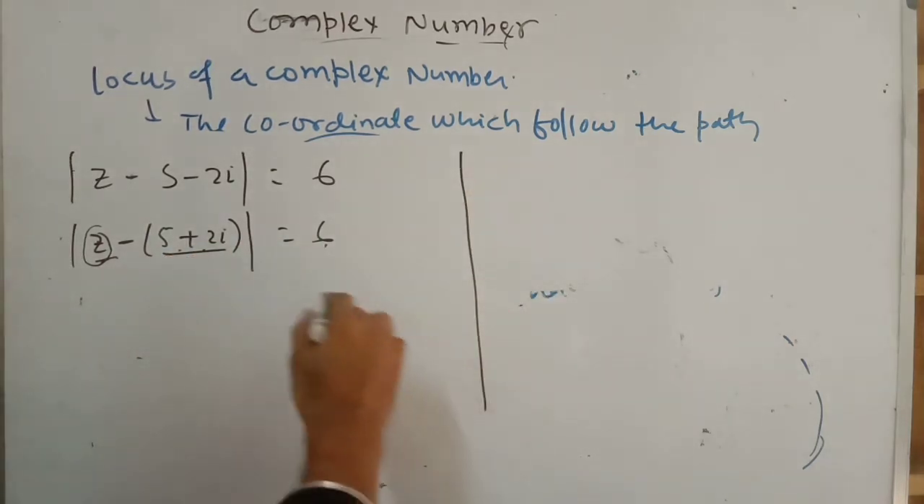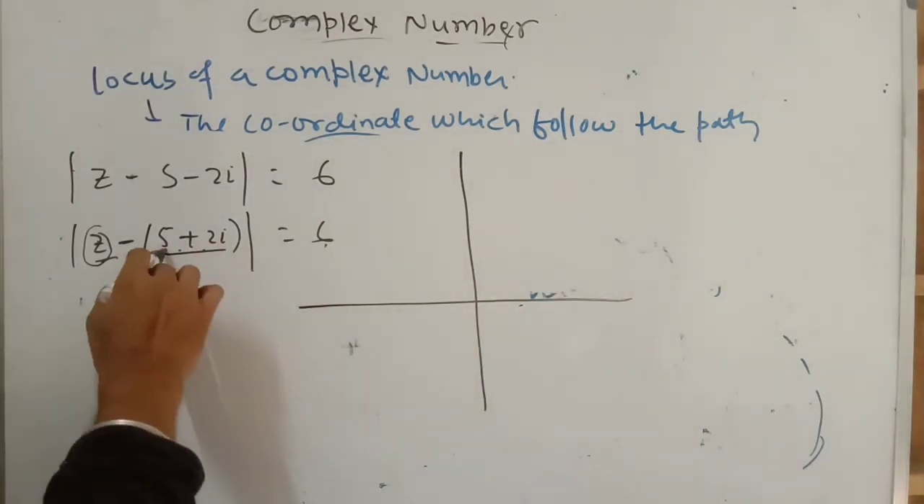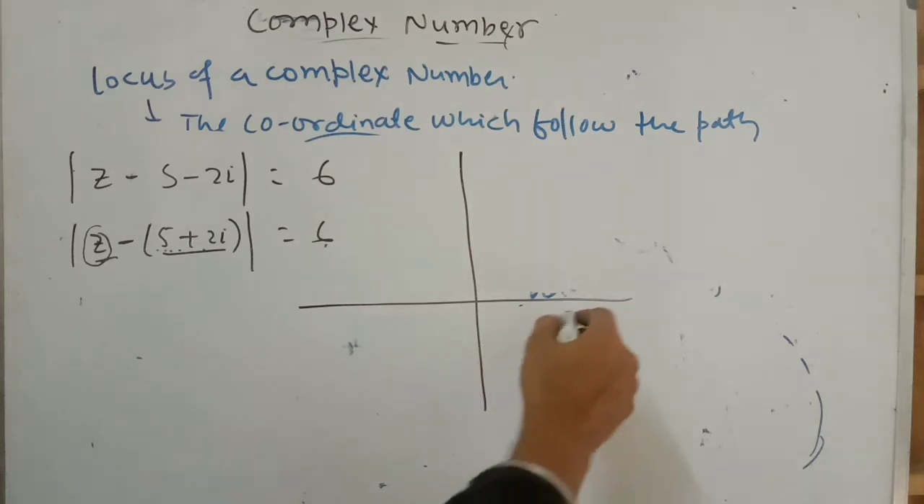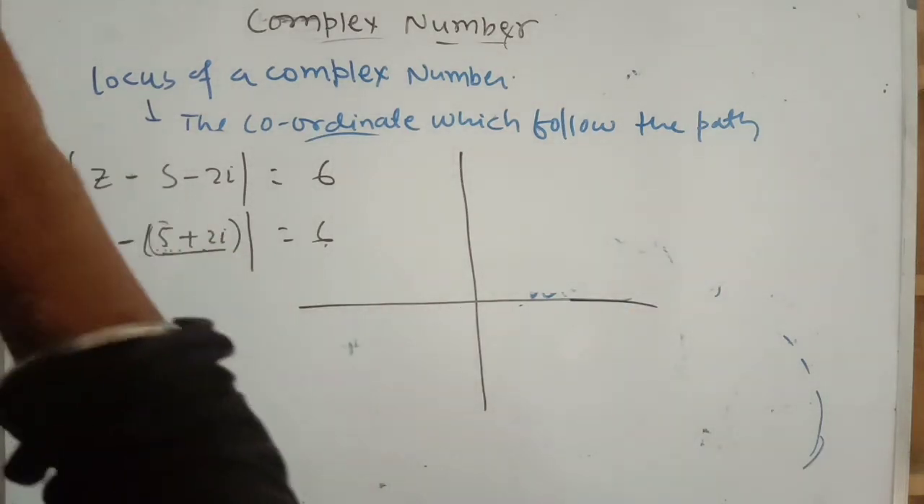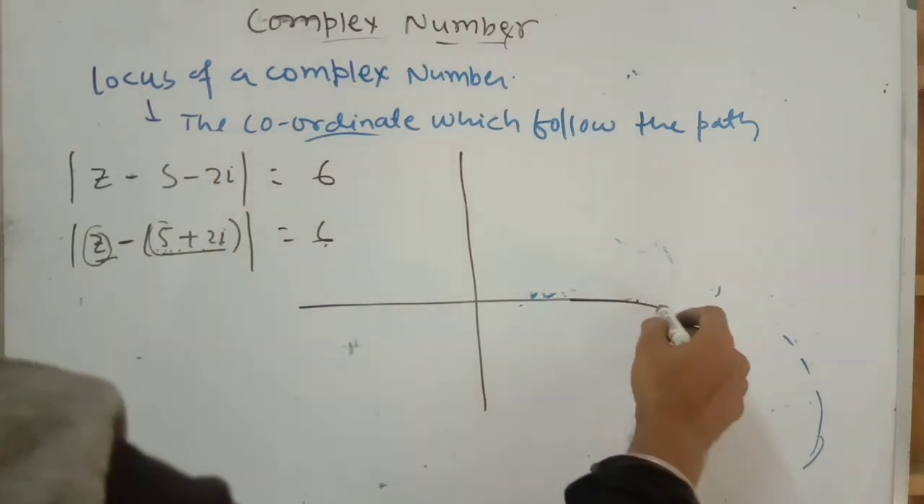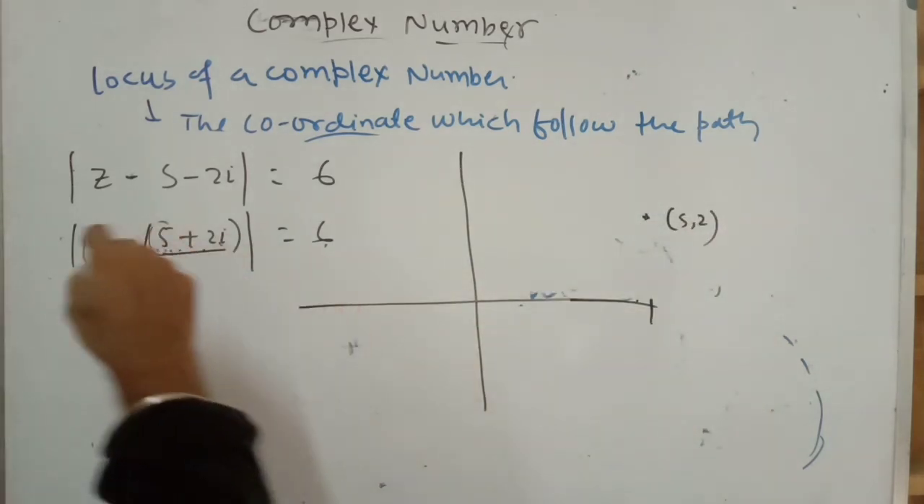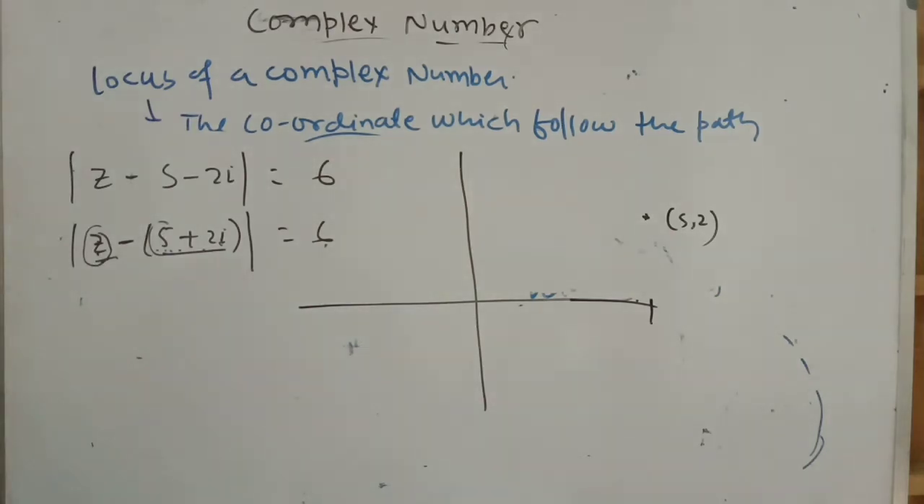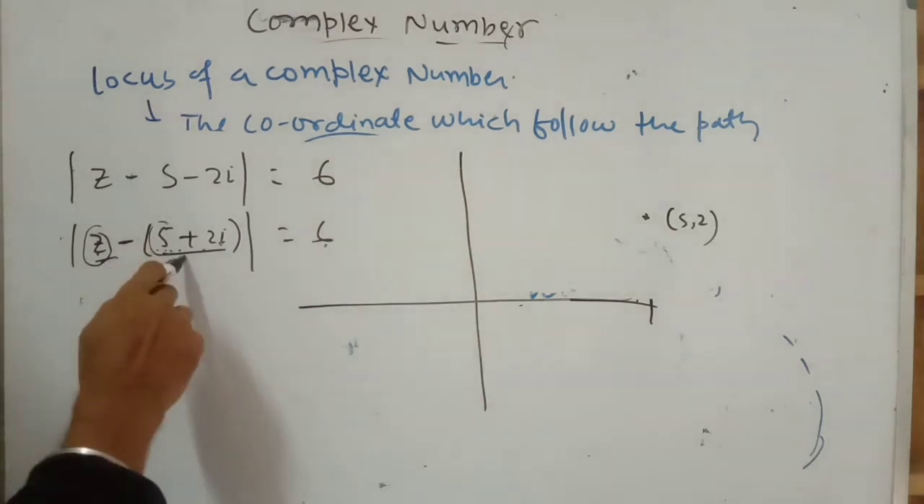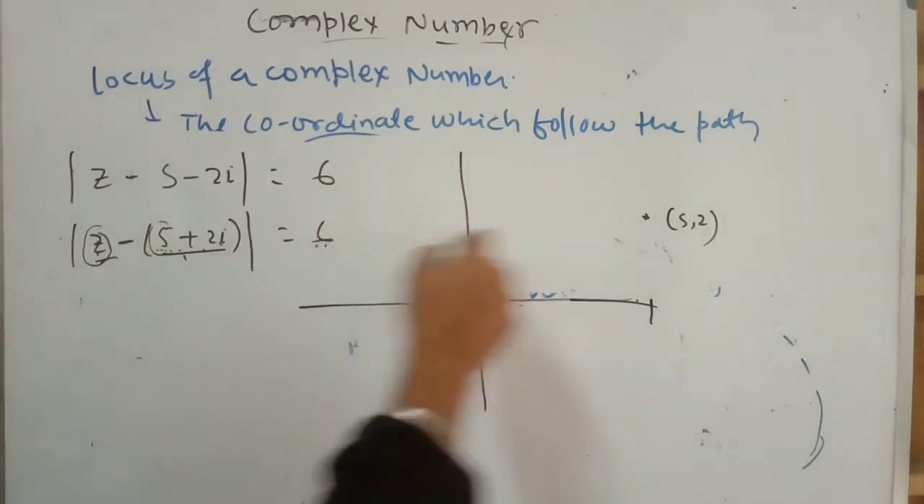So now first you fix the center. Where is the center? 5 minus 2i, sorry, 5 + 2i. The real part is 5, the imaginary part is 2. So let me consider 5 and 2 is here, so (5, 2). And this z, this complex number, is at a fixed distance from this complex number, that is 6.